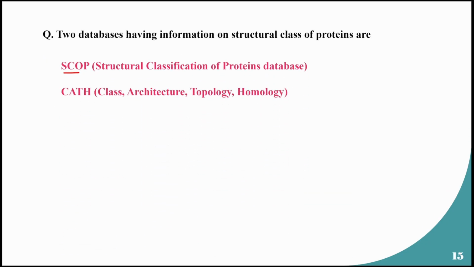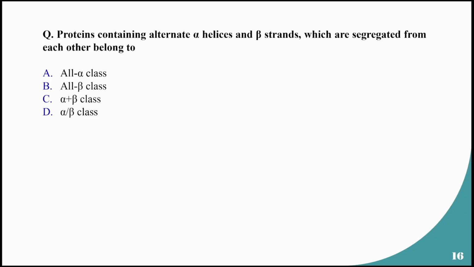Now, how do SCOP and CAT databases divide the structures into different structural classes? They do so in terms of the dominance of the different secondary structures that are present. For example, this question is talking about certain classes: all alpha, all beta, alpha plus beta, alpha by beta. For all alpha classes, based on the terminology, these proteins will mostly be dominant in alpha helical secondary structures, so you will see alpha helix all around the place in this protein. In the case of all beta classes, you will mainly have beta strands or beta sheets present in the structure.